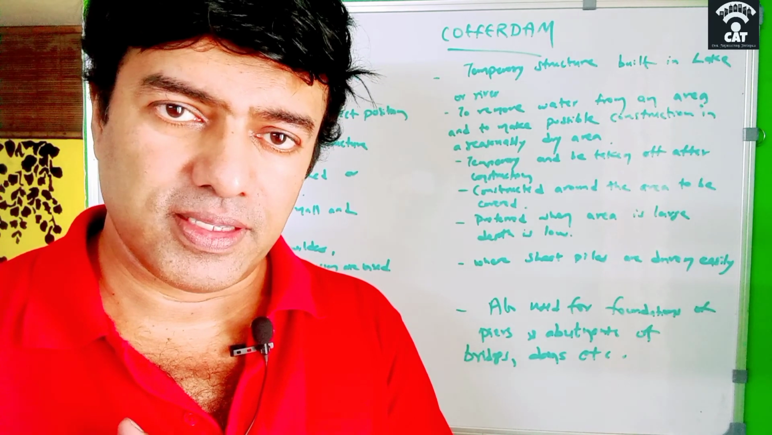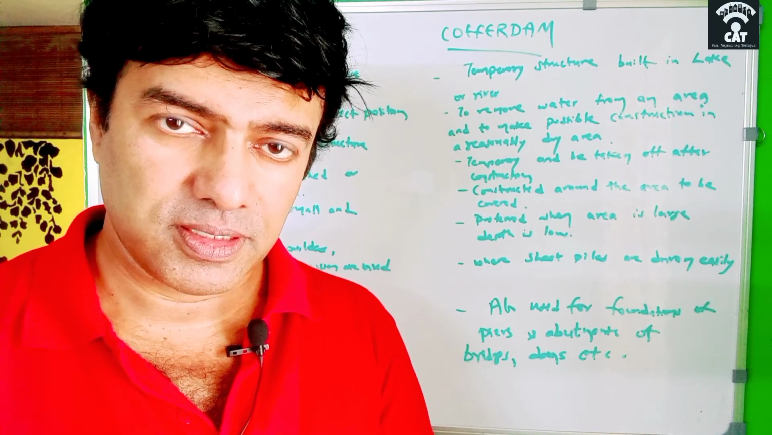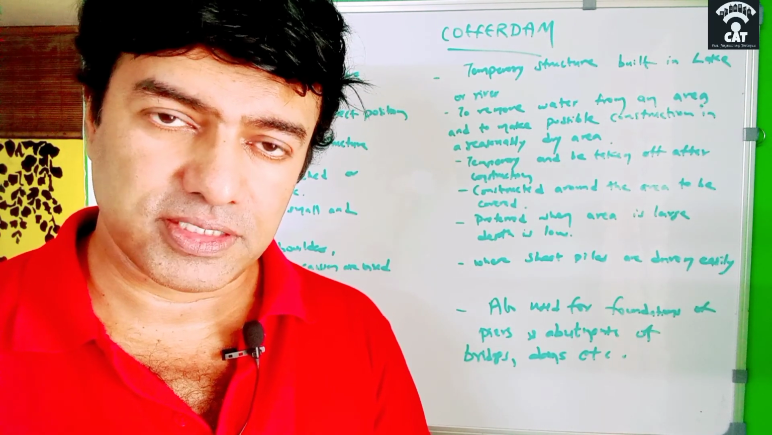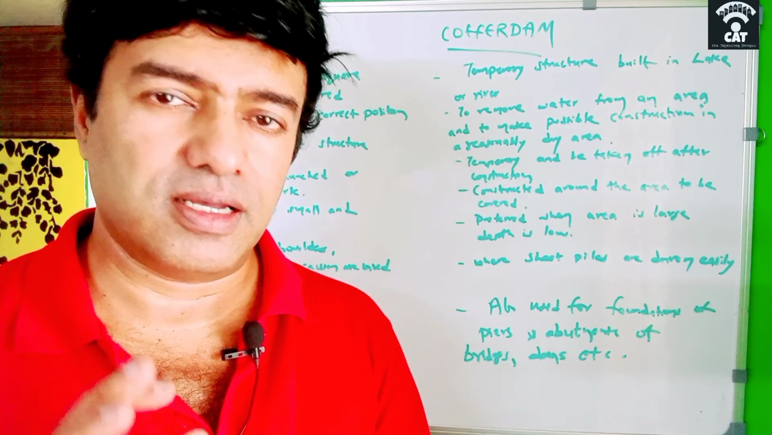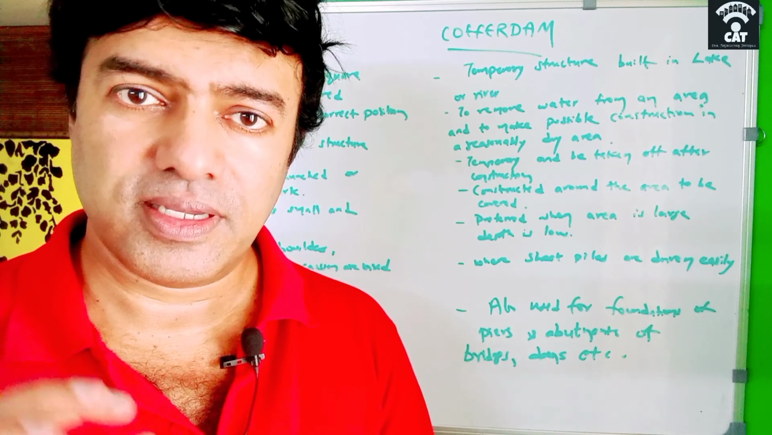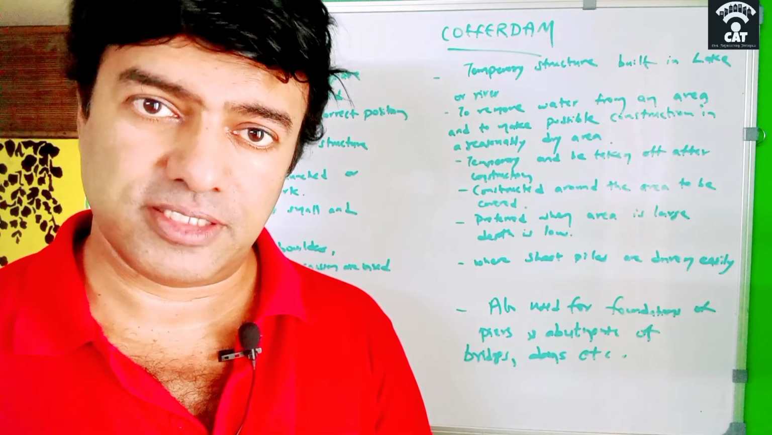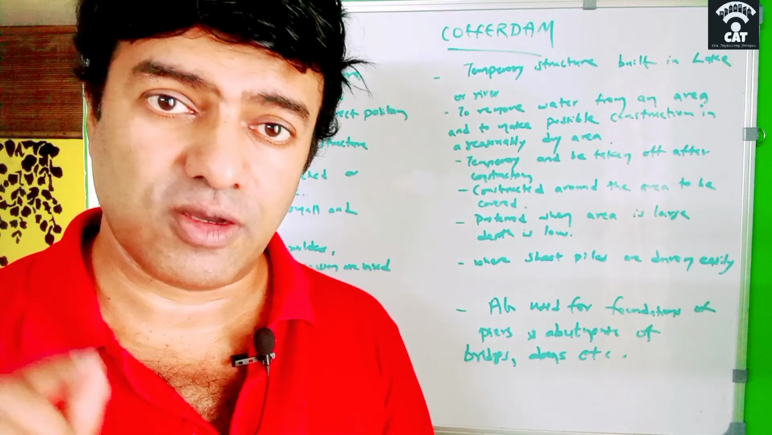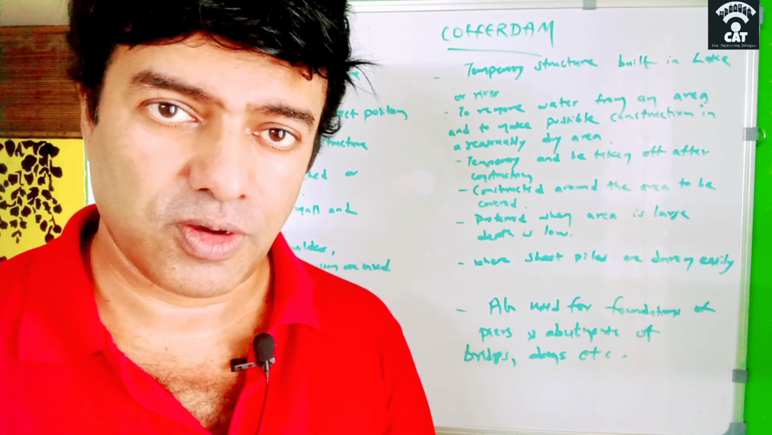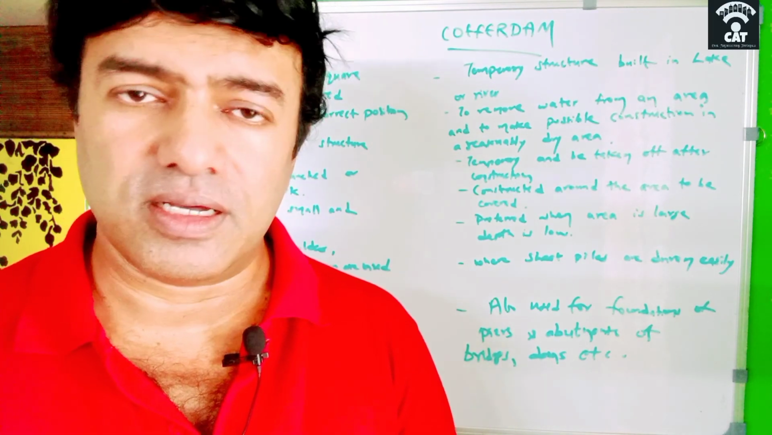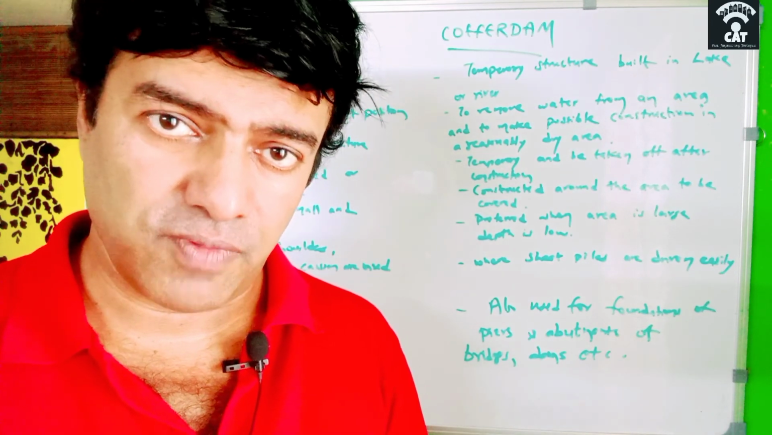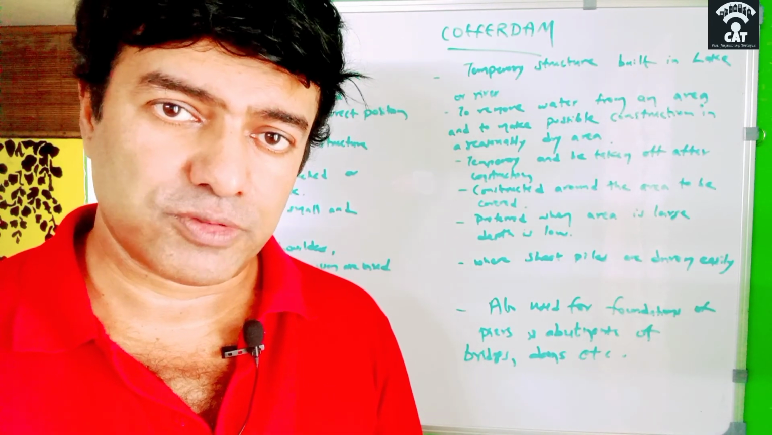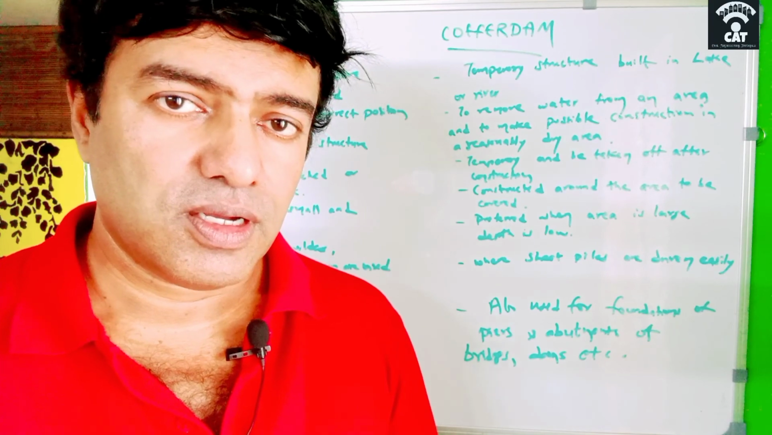A caisson is actually a permanent structure, and the purpose of a caisson is to place the structural reinforcement in a particular position. That is the main purpose of a caisson. Especially, all these things are used in waters. If the foundation is in a waterlogged area, then we use caissons or cofferdams.